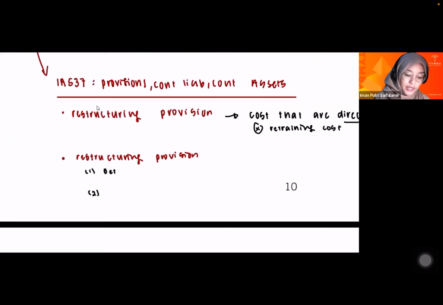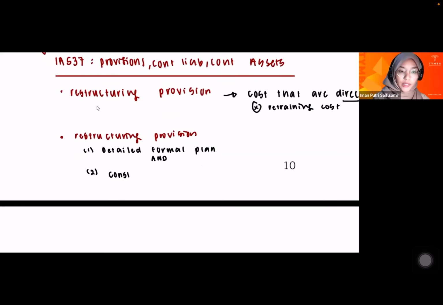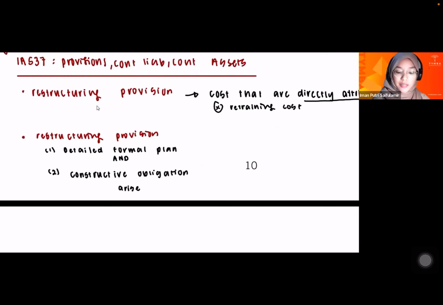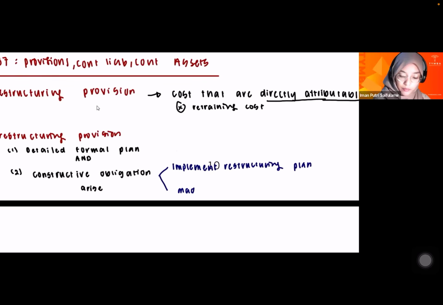The first term is a detailed formal plan. What's the second term, guys? Recap on your IAS 37. Not and or. It has to be both. We have to have a detailed formal plan, and the next thing is that there is a constructive obligation. How does this constructive obligation arise? Maybe through 2 things: either we have implemented the restructuring plan, or we have made a public announcement.